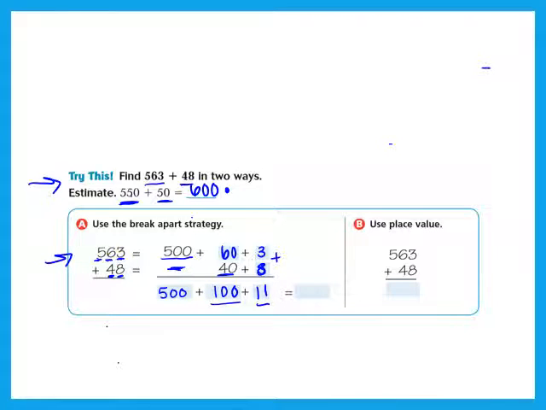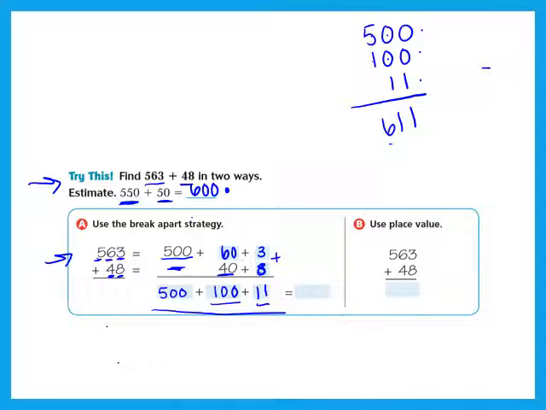Now I need to add these sums together. If I have 500 plus 100 plus 11, 0 plus 0 plus 1 is 1. 0 plus 0 plus 1 is 1. And 5 plus 1 is 6. So my final answer will be 611. And I know that's a reasonable answer because 611 is pretty close to my estimate of 600.